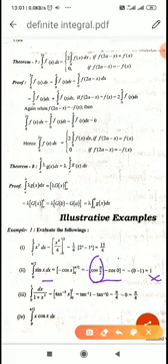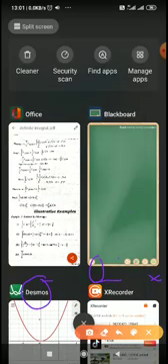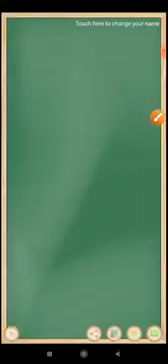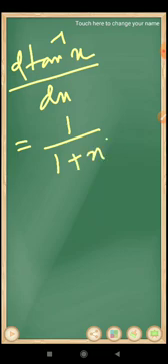Again here you see dx by x square, with limits 0 to 1 given. We know that the differentiation of tan inverse of x is equal to 1 by 1 plus x square.